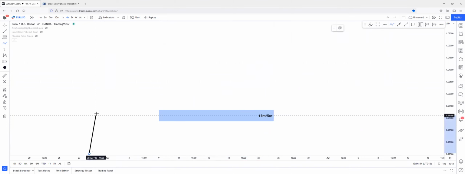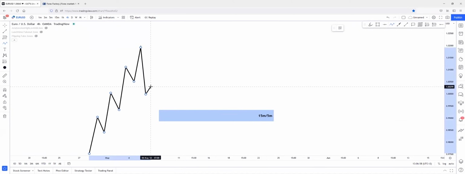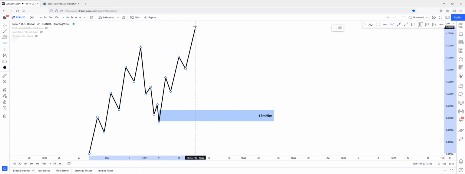Okay, so this is the 1-minute structure. Price is following a bullish pattern, coming down, coming up, coming down. And from this demand zone, from this 15-minute/5-minute demand zone, price created another bullish upside movement. And after the bullish upside movement, it came down to this 15-minute/5-minute demand zone.